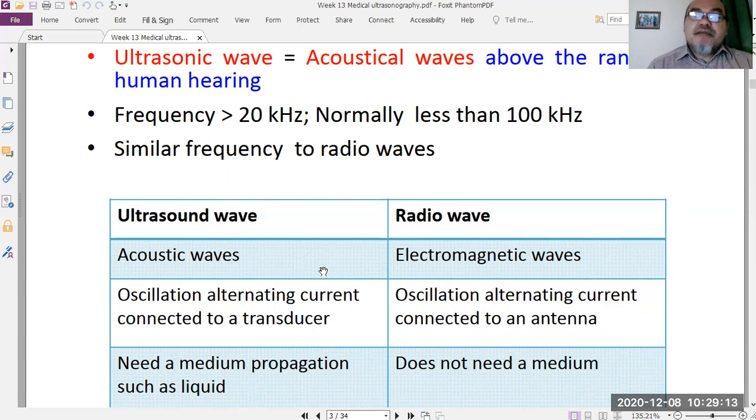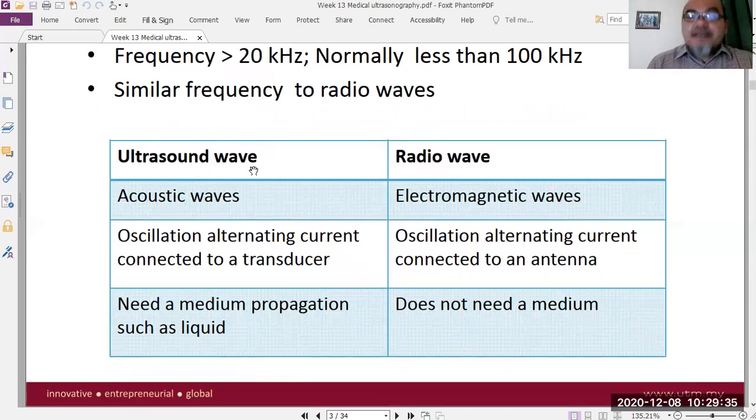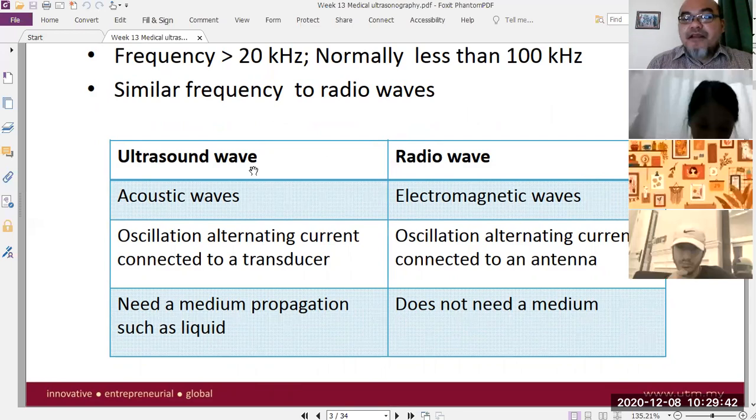A radio wave, or electromagnetic wave in general, is an oscillation of alternating current connected to an antenna. The alternating current connected to the antenna results in the propagation of electric and magnetic fields, or electromagnetic field, as a wave. Having said this about how they are made, we know that an ultrasound wave requires a medium of propagation. It can be liquid, solid material, or air. A radio wave, on the other hand, does not need any medium. Radio or electromagnetic waves can travel even in a vacuum, while an ultrasonic wave cannot travel in a vacuum.